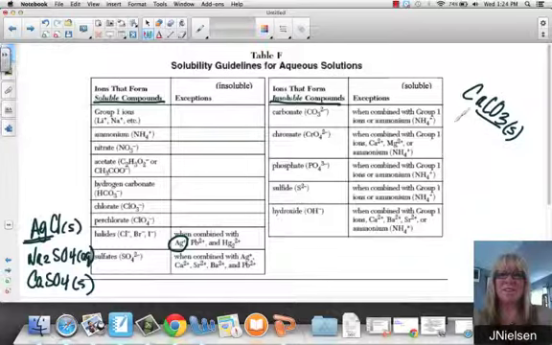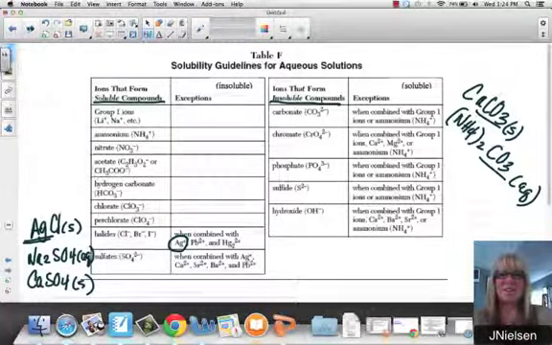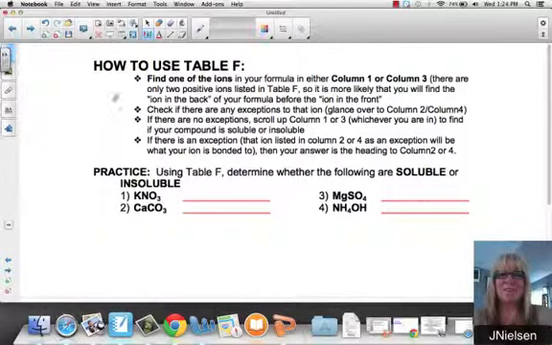However, if I formed (NH4)2CO3, here's my carbonate, but ammonium's an exception, therefore this will be aqueous. Okay, let's just finish up with a couple of examples and then I have a quick video. So you can read through these directions. I just went through these with you.